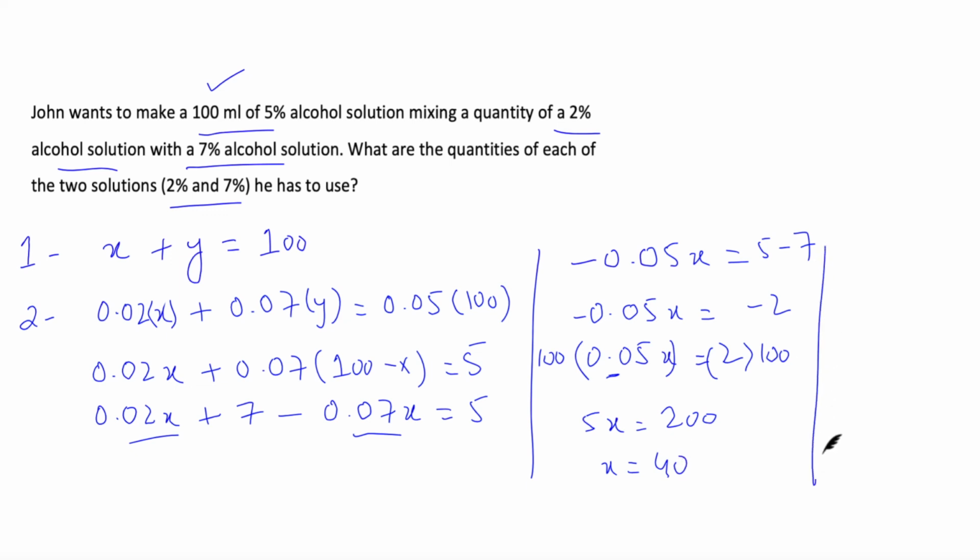Similarly, for y, x plus y equals 100. Now we have 40 plus y equals 100. So y should be 60. There you go.